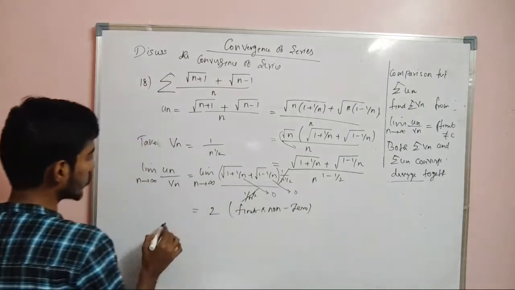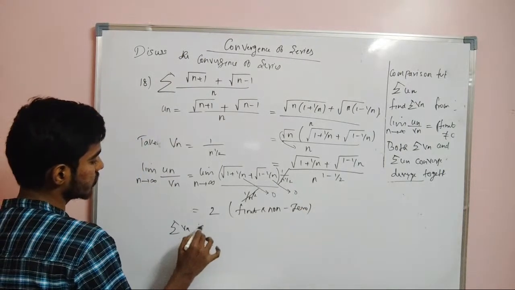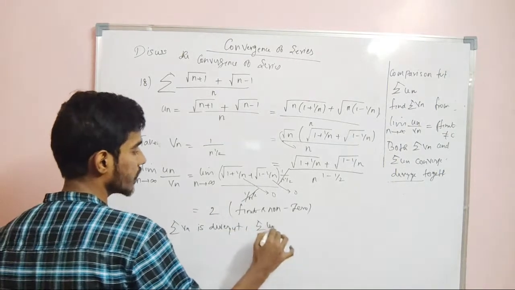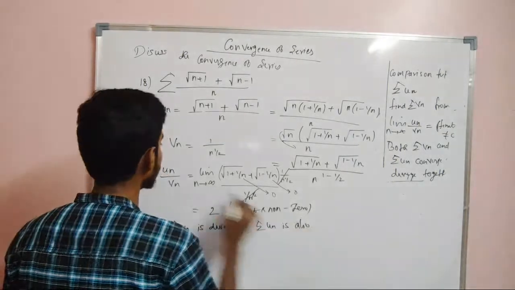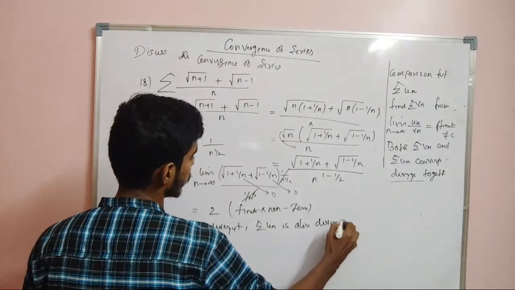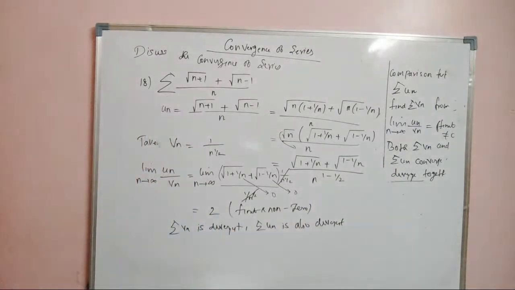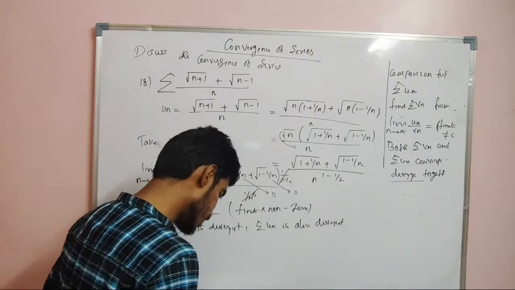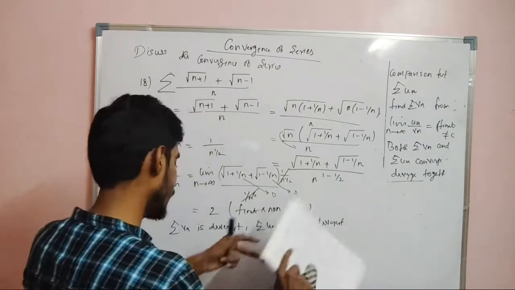Since summation Vn is divergent, summation Un is also divergent. Why? Because summation 1 by n power 1 by 2 is divergent. By the comparison test, both the series behave alike, so therefore it is divergent. So I move on to the 19th problem.